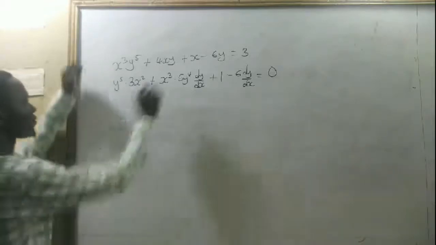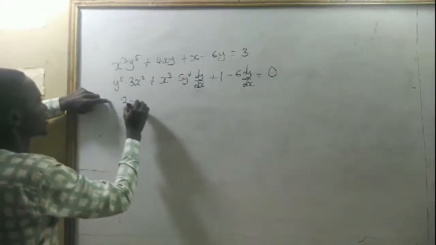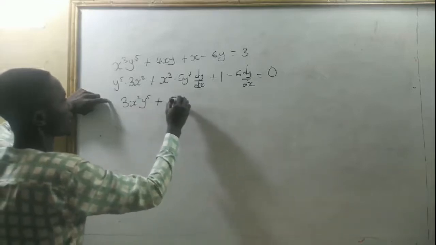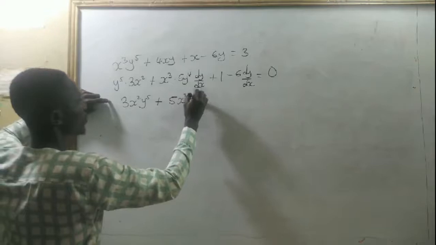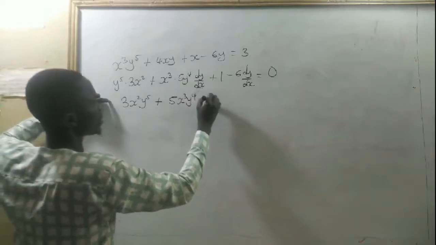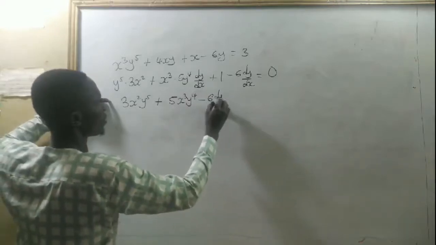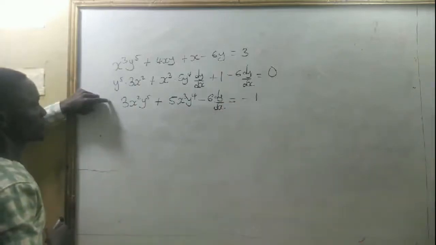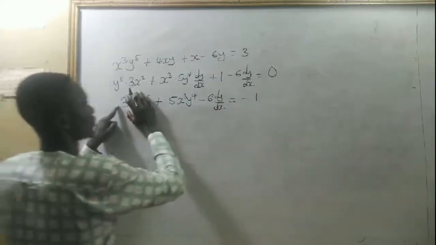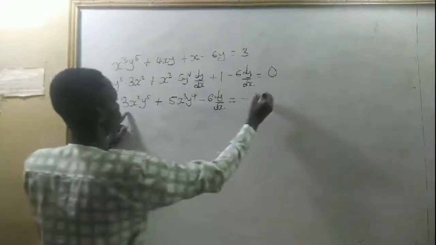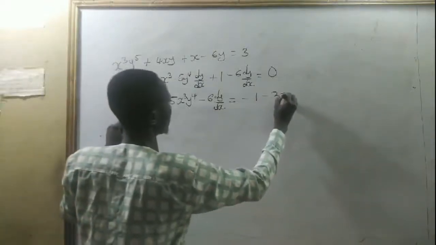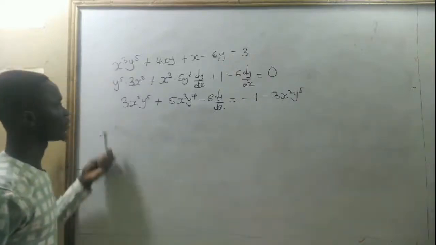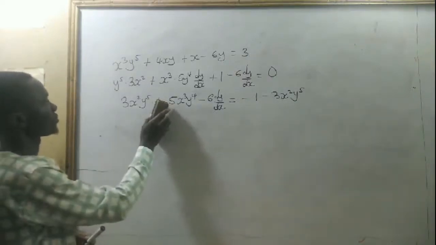So we are going to have 3x squared y to the power 5 plus 5x cubed y to the power 4 dy on dx minus 6 dy on dx is equal to negative 1. Very simple as that. Now let's take this one to that side too. So minus 3x squared y to the power 5. And then clean it from this side so that we can go fast.